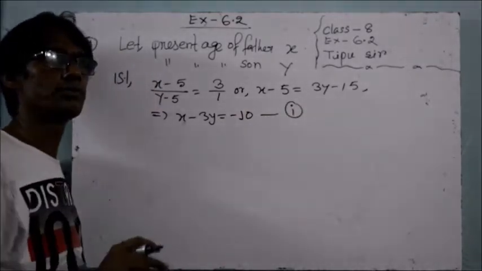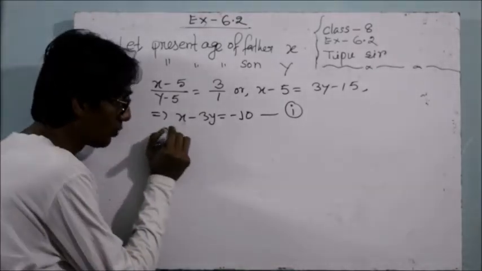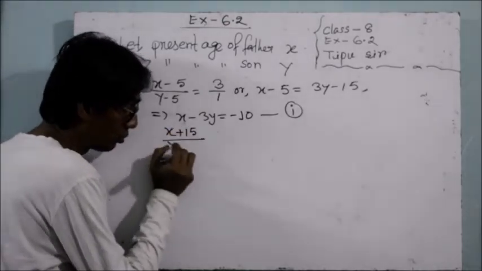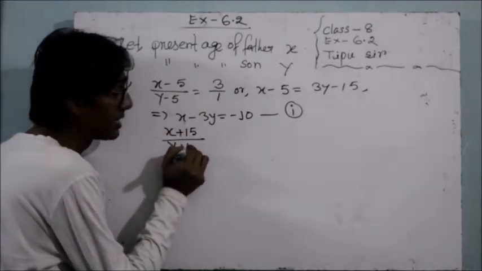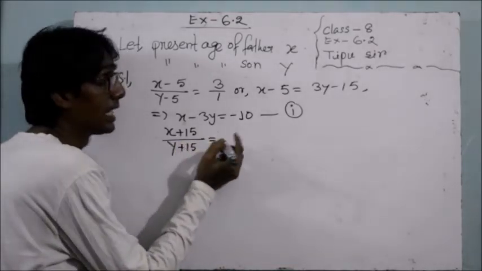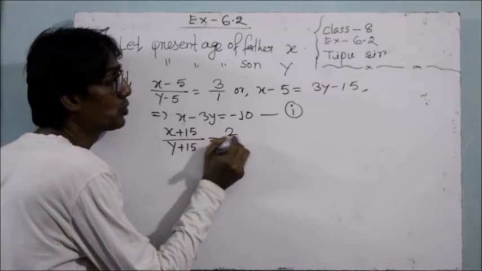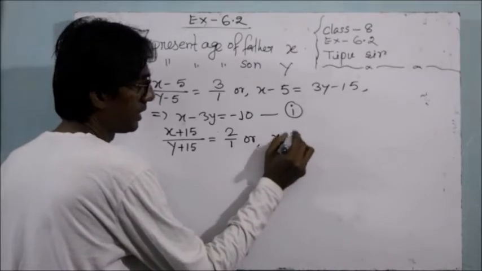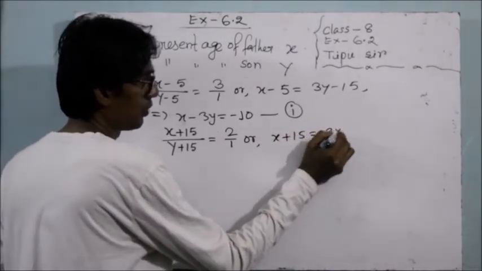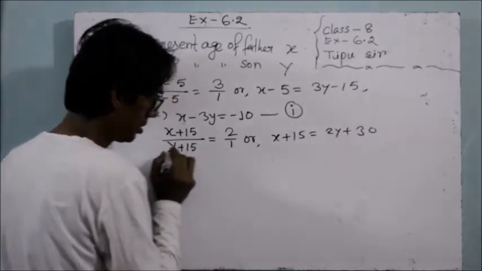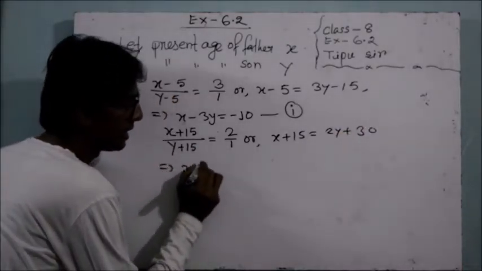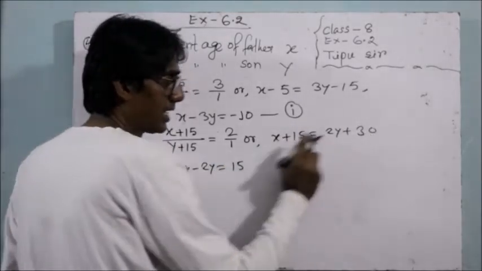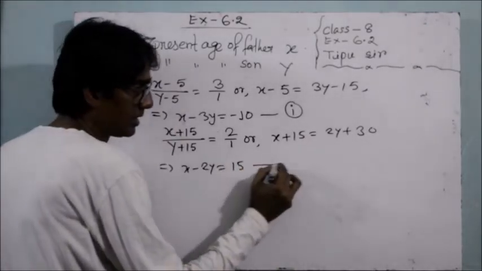Now second condition, after 15 years, that means the father's present age was x, so after 15 years x plus 15, and the present age of son is y, so after 15 years it will be y plus 15, and the ratio will be 2:1. Similarly make the cross multiplication, x plus 15 is equal to twice y plus 30, or x minus twice y is equal to 15, because if I convert plus 15 to the right side, 30 minus 15 equals 15. This is equation 2.